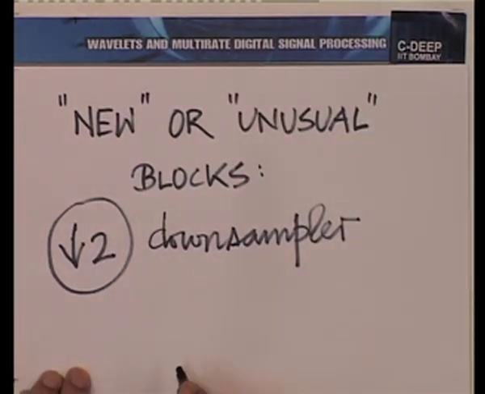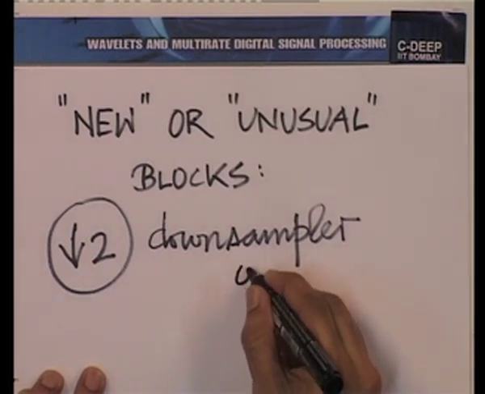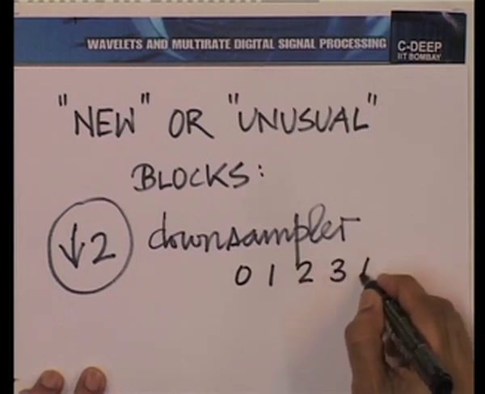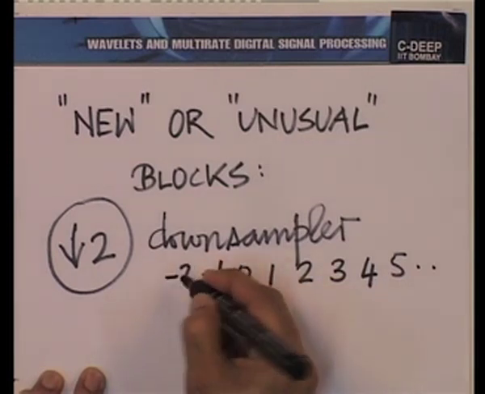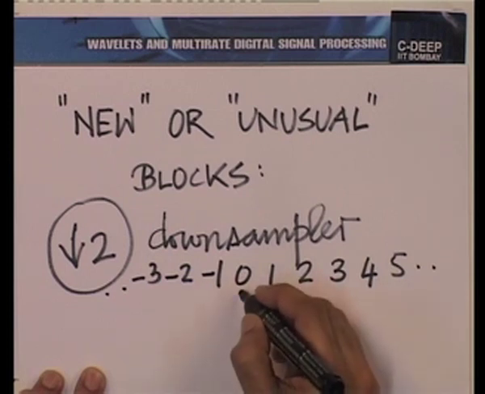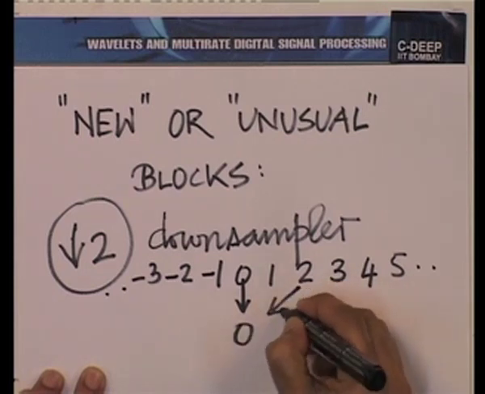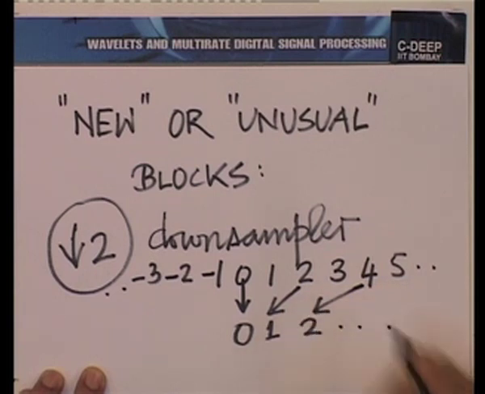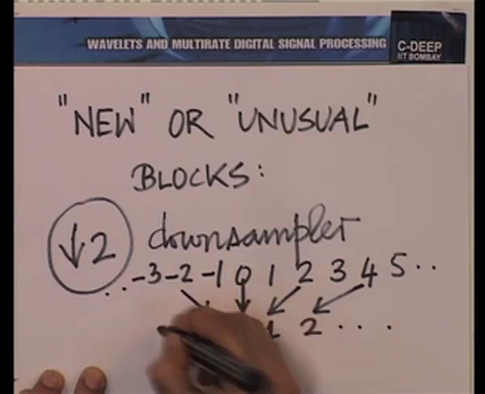And you know what the downsampler did. When you had a sequence indexed by the integers, so let us say it is indexed by 0, 1, 2, 3, 4, 5 and so on, and of course, minus 1, minus 2, minus 3 and so on this side. The downsampler lets the 0 sample go to the point 0, the 2 sample to the point 1, the 4 sample to the point 2 and so on so forth. And on this side the minus 2 sample comes to the point minus 1 and so on so forth.